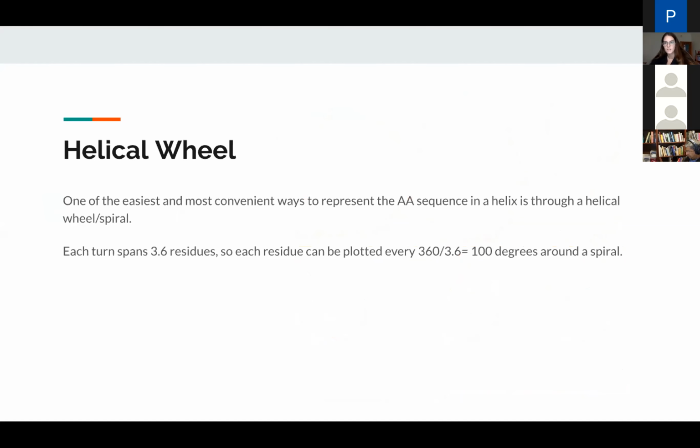So when trying to determine if a helix is actually amphipathic, one of the easiest and most convenient ways to represent the amino acid sequence in a helix is through a helical wheel or a helical spiral. Each turn spans 3.6 residues, so each residue can be plotted every 360 divided by 3.6, or 100 degrees, around the spiral. So if you're looking at this, you can see 1, 2, 3, 4, and each are separated by 100 degrees. And this is as if you're looking down into the center of the helix.